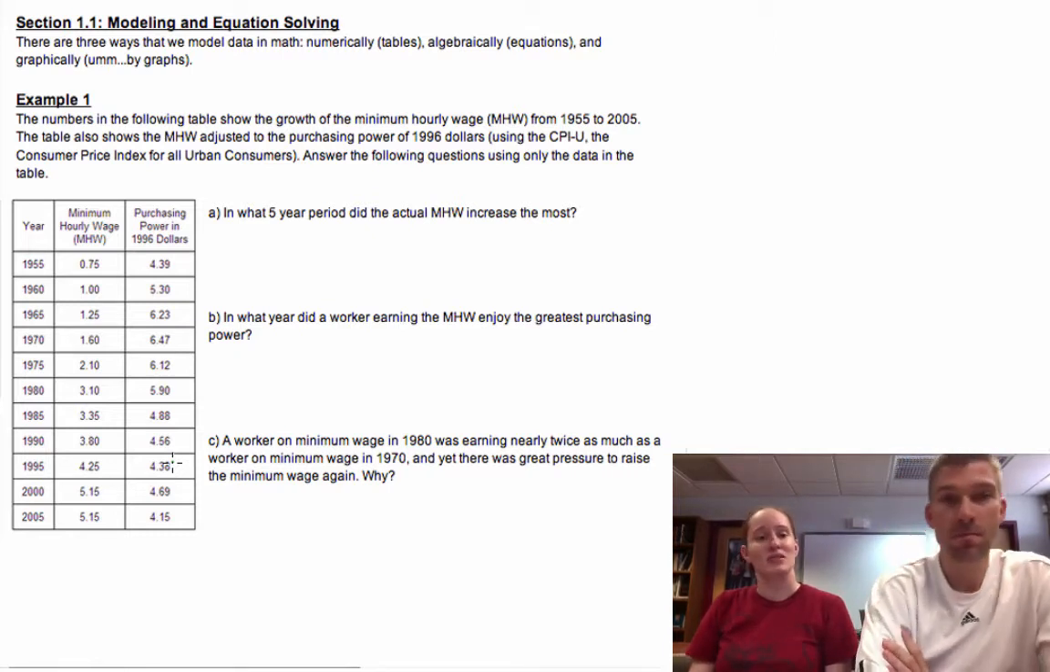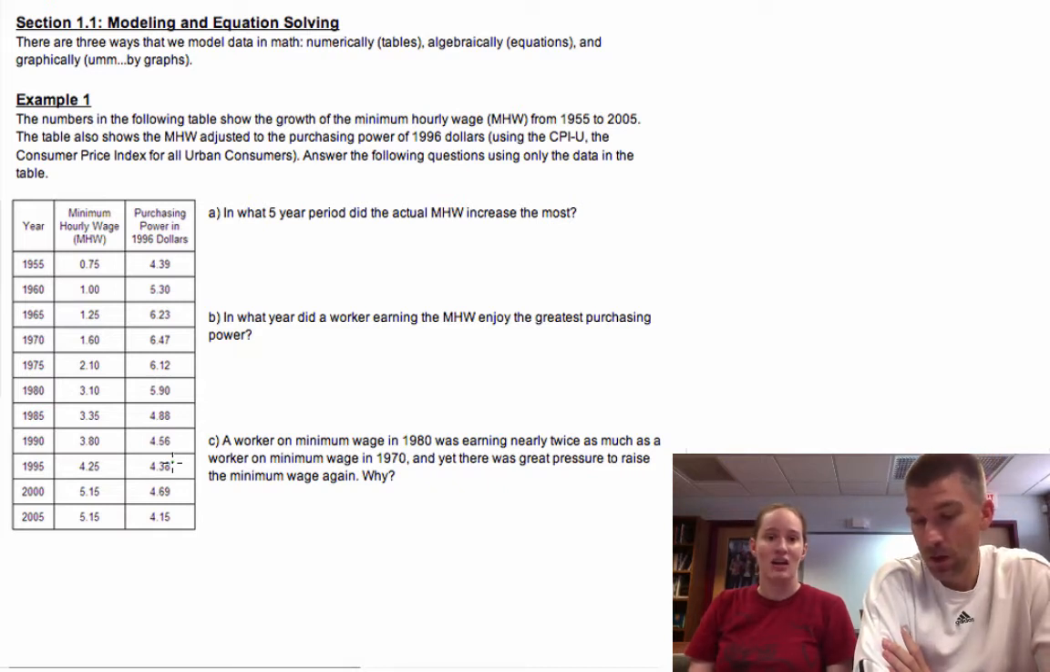In math, there are typically three ways that we model data. Numerically, which means using tables. Algebraically, which means using equations. And graphically, which means using graphs.